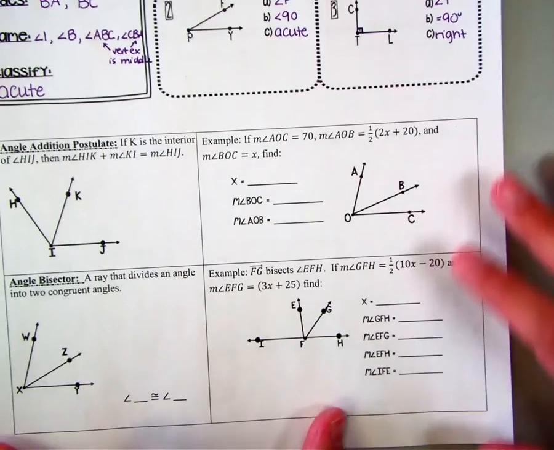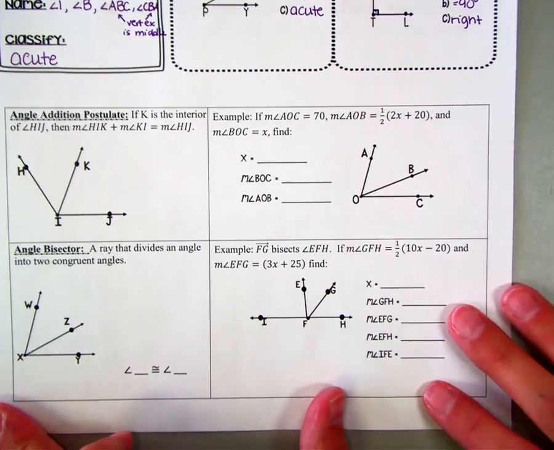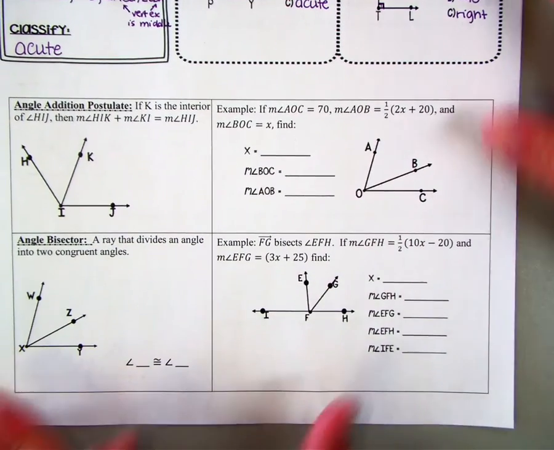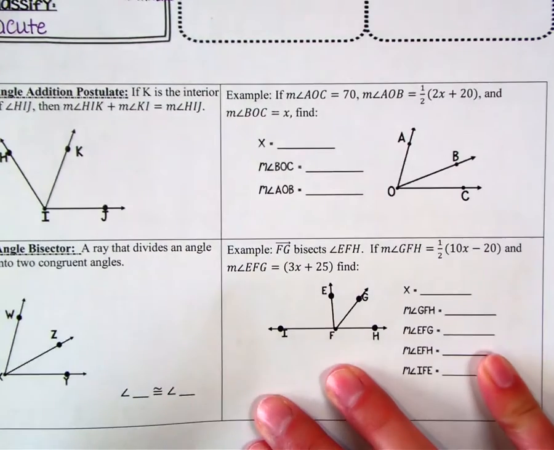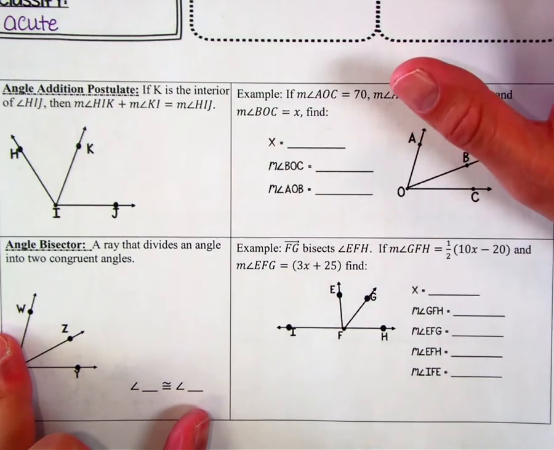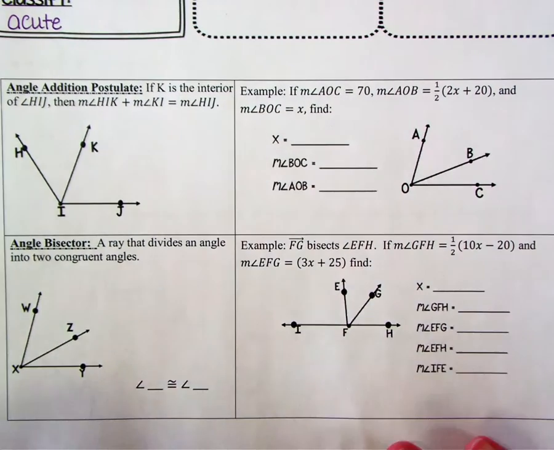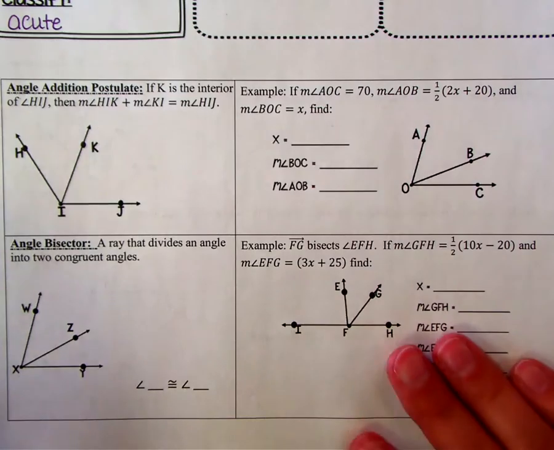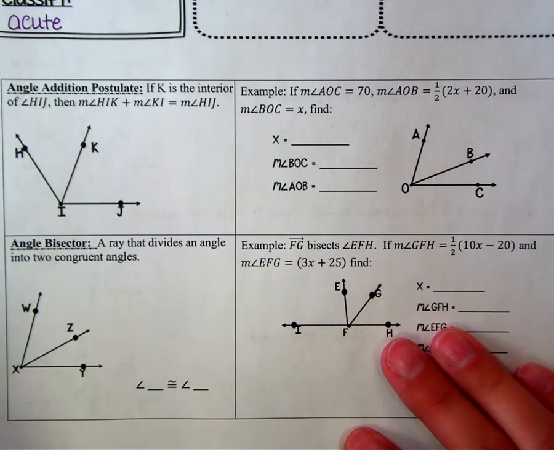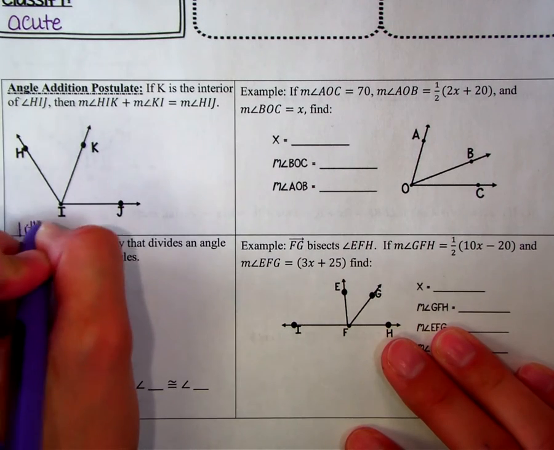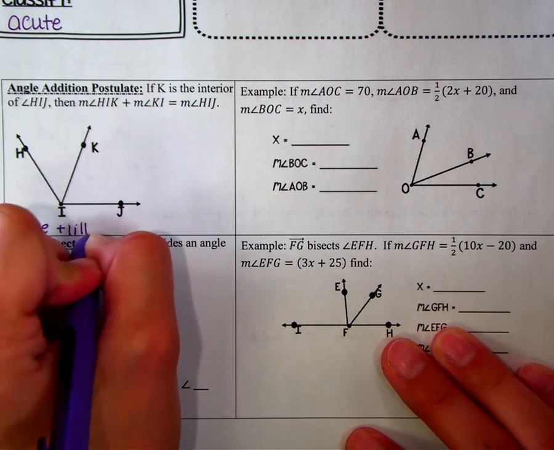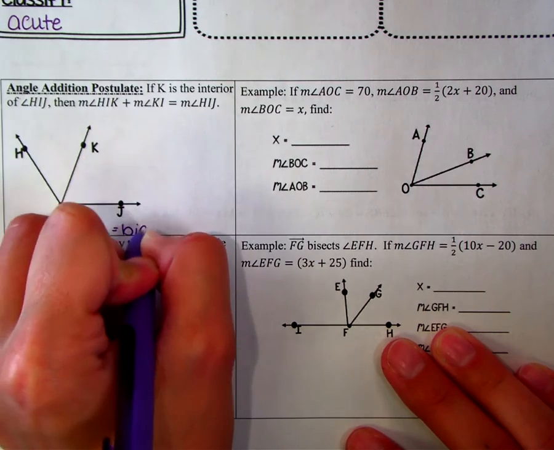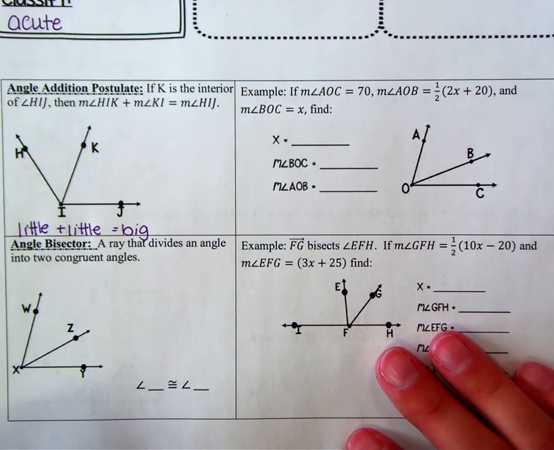Moving on from that, we're going to add some new vocabulary. If you'll remember when we talked about segments, we can have the same kind of theorems and postulates for angles. So if we look at the angle addition postulate, it's similar to the segment addition postulate. This is where your little plus little equals big comes into play. So your little angle plus another little angle equals the big angle.